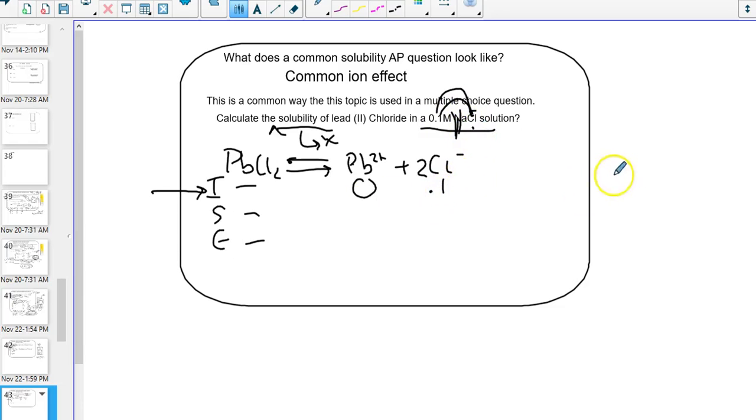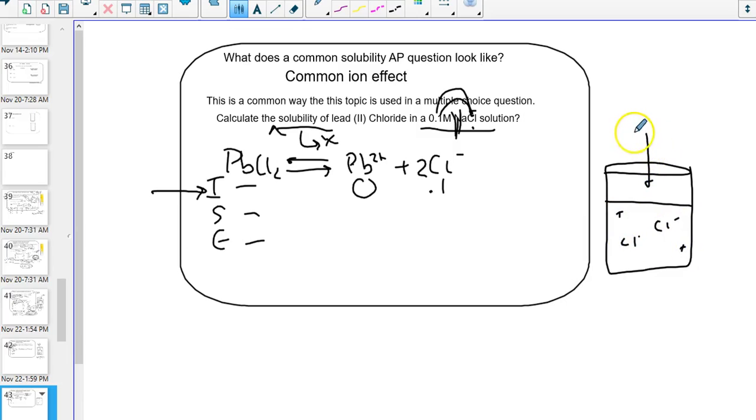Alright, so now I'm going to start dissolving. I got this little beaker here. I got some chlorides in here, and there's some sodiums that I don't care about. But I'm going to start dropping in some PbCl2. So when I start dissolving these, I'm going to get 1 Pb and 2 chlorides.